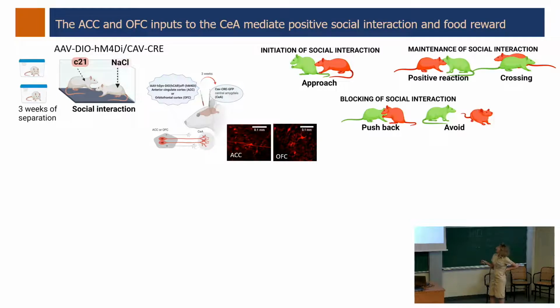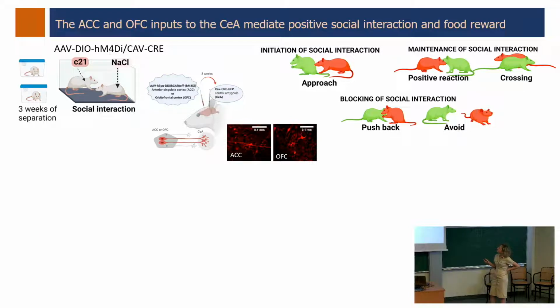Then we measured the social interactions in the animals that received an injection of C21, which activates this construct that is an inhibitory one. So we inhibited these projections from ACC or OFC, and compared the behavior of animals to the ones that received injections of saline, the control animals in which the projections were not blocked.